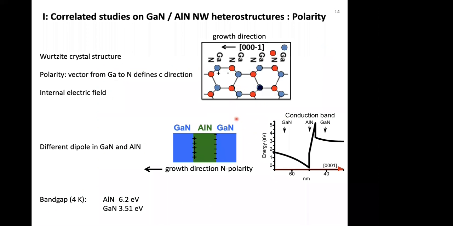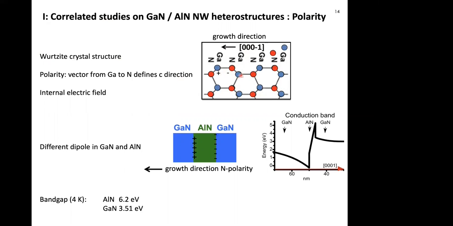So the first study I'd like to show you is already a bit old. This is a correlated study on a gallium nitride, aluminum nitride nanowire heterostructure, and mainly we were looking at the influence of the polarity. So I first have to explain what the polarity is. These semiconductors crystallize in the wurtzite crystal structure. It looks like this along a 0, 2 to 1 direction. Here we have the C direction.